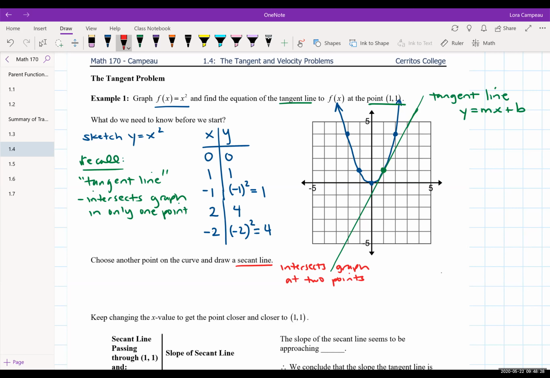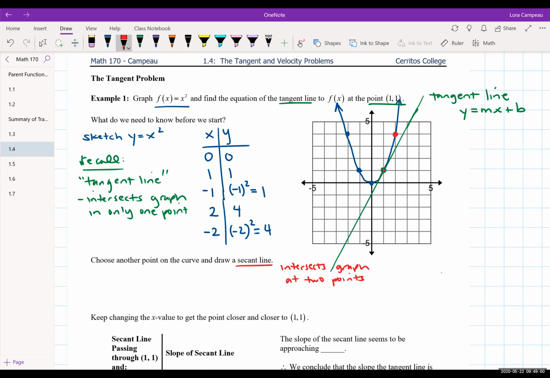So what I'd like to do is maybe choose another point on y equals x squared, not too far away from the original x value that we were dealing with. So let's keep 1, 1. I'm going to mark that in red a little bit. And it looks like 2, 4 would be a good one to go with according to our picture.